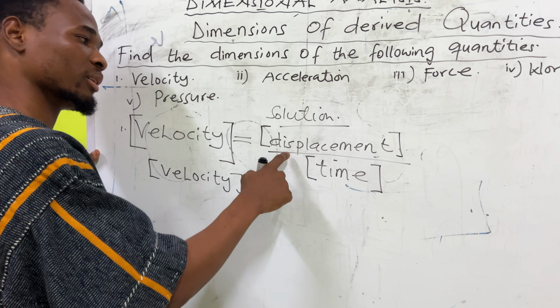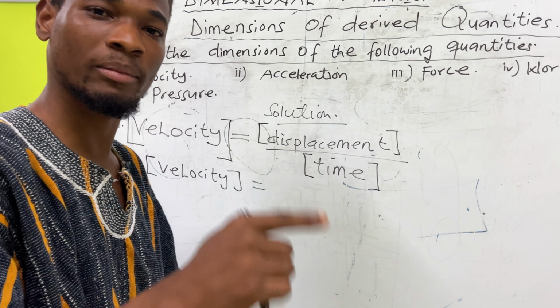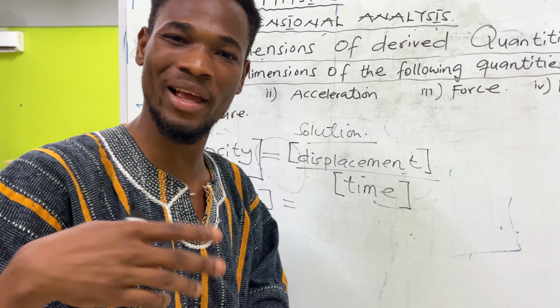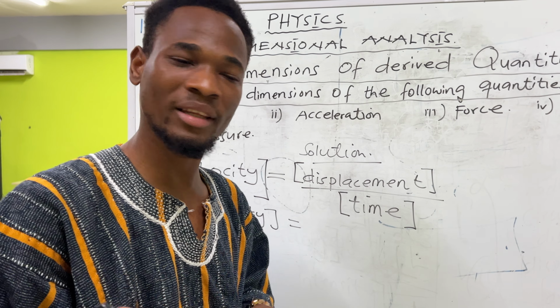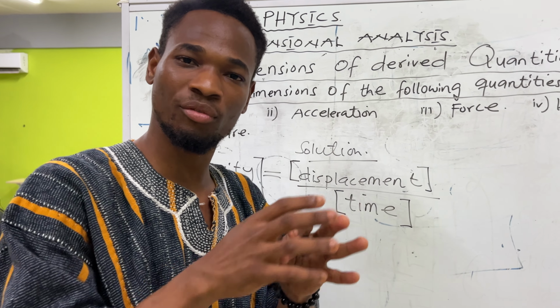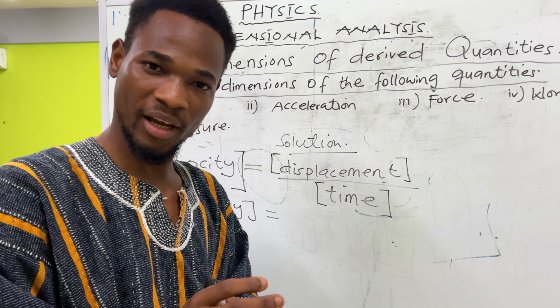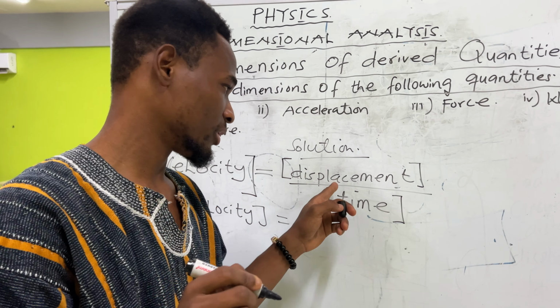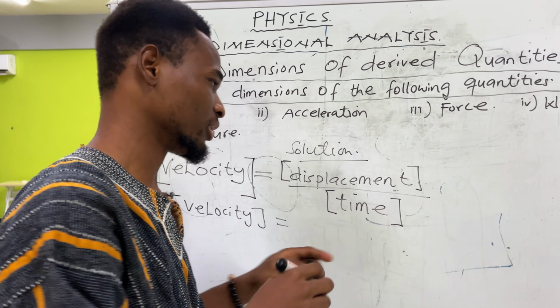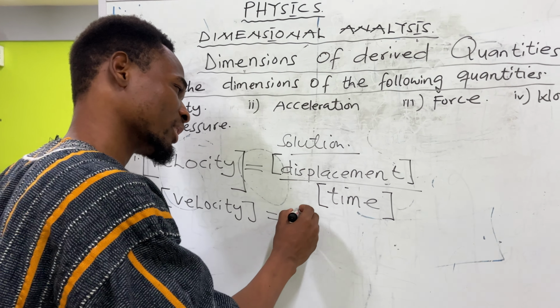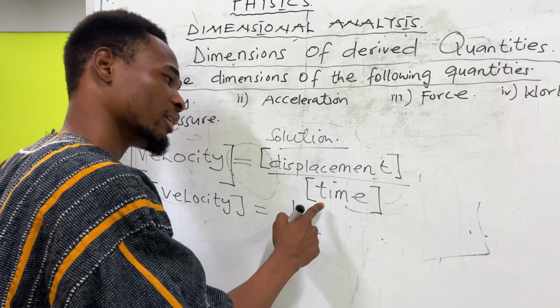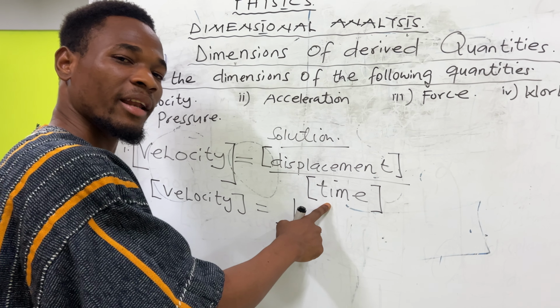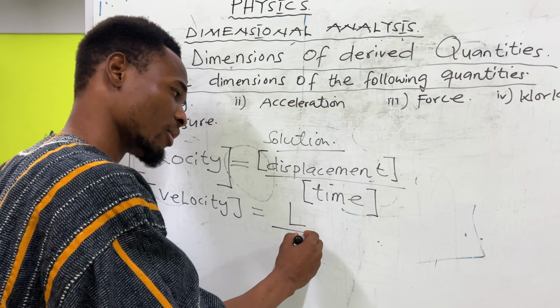So [velocity] equals [displacement] over [time]. Remember, distance, displacement, radius, height, width, circumference, diameter form part of the separation, and the dimension for separation is denoted by capital L. Since displacement forms part of separation, the dimension for displacement is capital L, over time. What's the dimension for time? It is capital T.